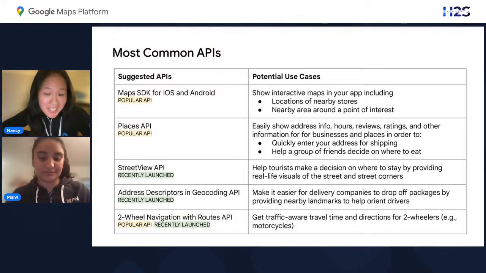Our Street View API, which was recently launched. We saw some visuals of that earlier, but how can we use some of those visuals to create interesting, helpful solutions? Address descriptors, again, thinking through not just the address itself, but what are landmarks to make it easier to get to a place that you need to get to. And then, as Malvi spoke to, two-wheeler navigation. So these are just some of the most common APIs. We do have a number of APIs across mapping, routes, places, directions, all sorts, but these are the ones that we see most commonly used.